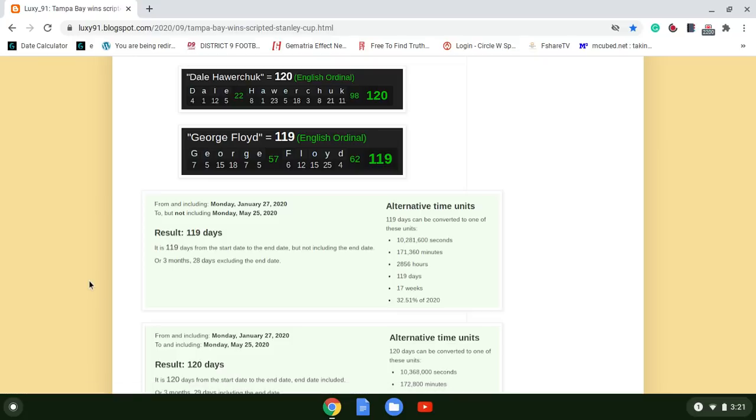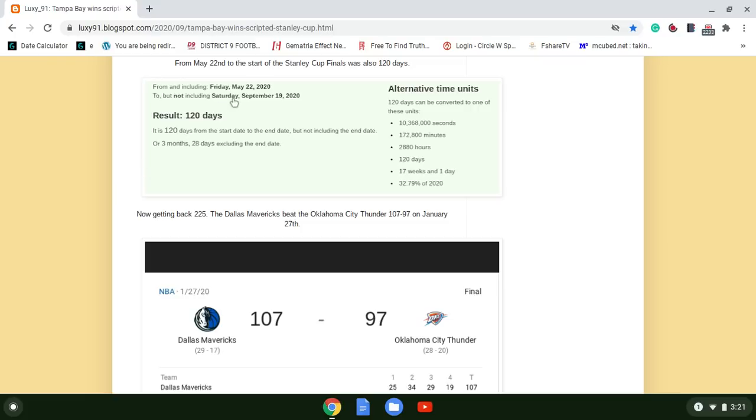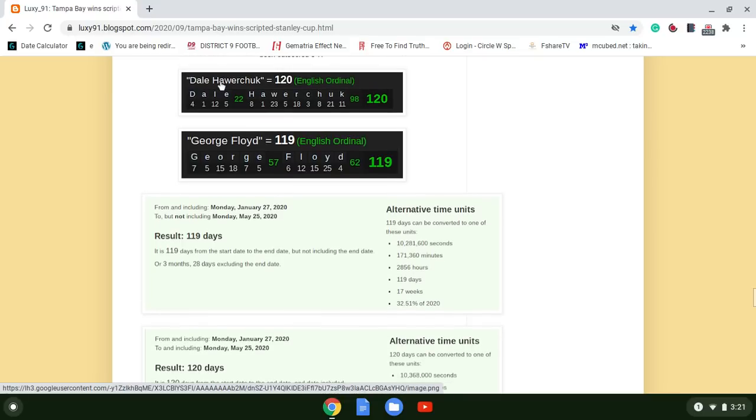For those of you that have trouble understanding that, think about it this way. Today's September 29th. So from September 29th to September 29th is how many days? 0, right? But September 29th is still a total span of 1 day. So if you had trouble understanding the difference between this, hopefully I cleared that up for you. So from May 22nd to the start of the Stanley Cup Finals was also 120 days, like how Dale Hawerchuk's is 120, George Floyd is 119. You see how they sync this stuff up?